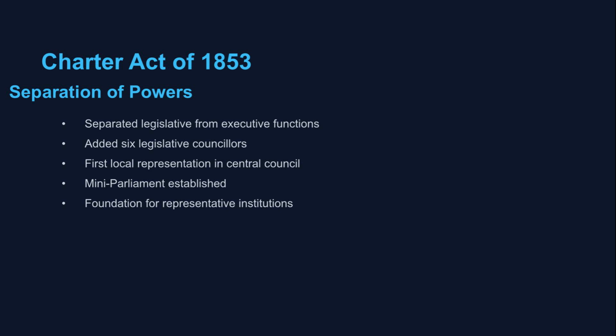4 of the 6 new members would be nominated on the recommendation of provincial governments, Madras, Bombay, Bengal, and Agra. This was the beginning of representative institutions in India. The Act also reintroduced open competition for civil service recruitment, learning from the earlier failure of the 1833 Act. The Macaulay Committee was appointed in 1854 to oversee this system, and the covenanted civil service was thrown open to Indians, though few benefited initially. Though modest by today's standards, this act planted the seeds of representation and separation of powers that would later flourish.